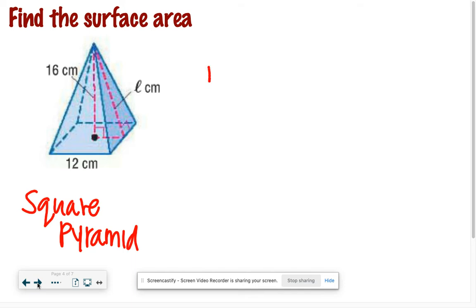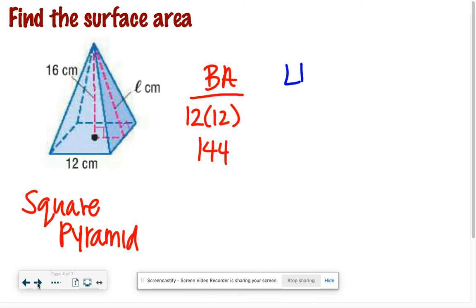All right, let's start with our base area. So 12 times 12 gives us a base area of 144. Now let's find that lateral area.